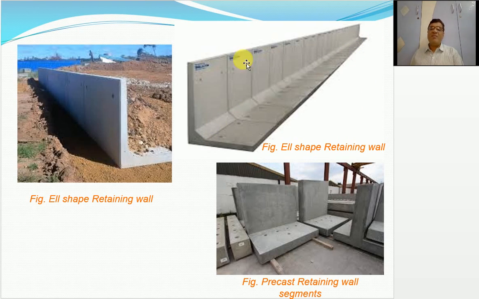Obviously, this is the precast L-shaped retaining wall. In that, the different precast elements are cast in the factory and directly transported, and with the keys provided here, these are connected with each other. So these are some of the photographs here. L-shaped retaining wall also you can see, and here also T-shaped retaining walls. All these are the precast retaining walls.